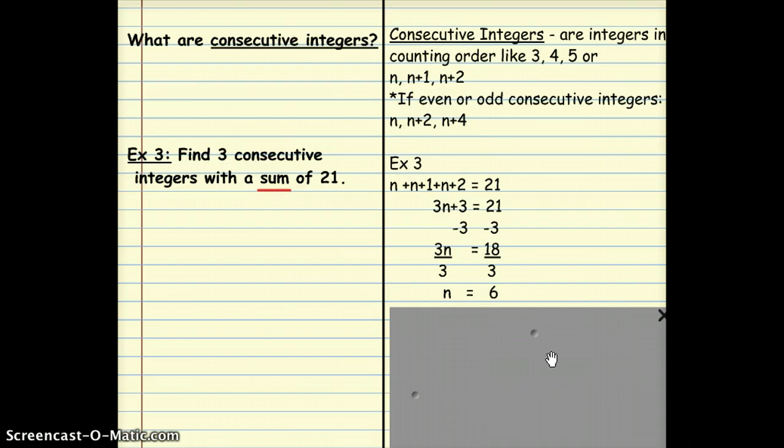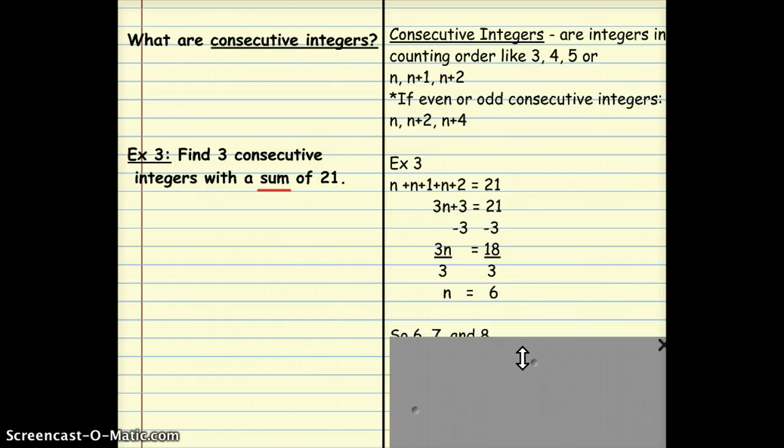But do not stop there. That is our first integer. But the problem says find 3 consecutive integers. So if the first one is 6, the next one has to be 7, and the third one has to be 8. So our numbers are 6, 7, and 8, and if you add them all up, yes, they do equal 21.